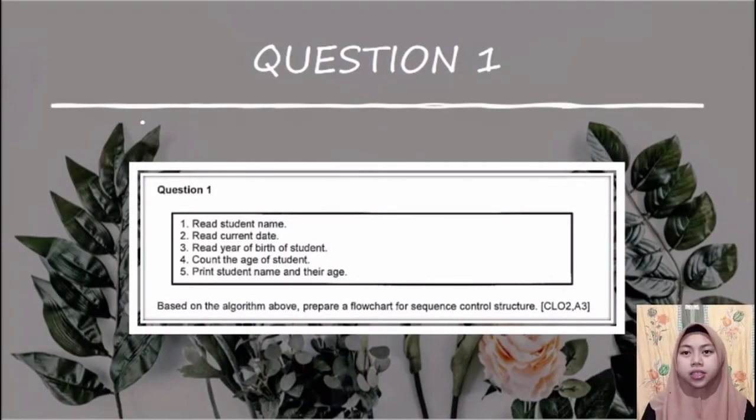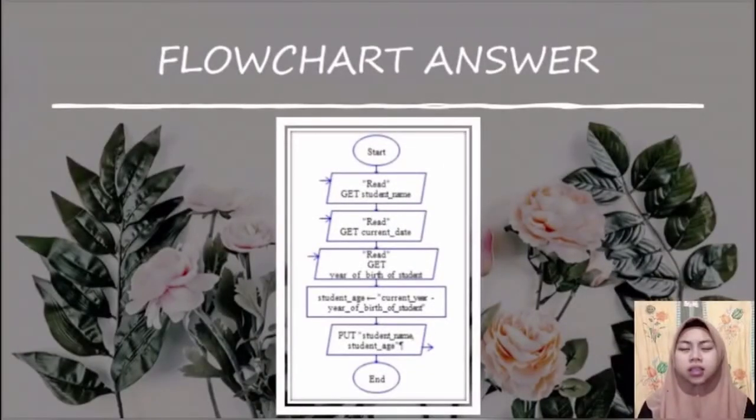For answer question 1 in PBE 2, we have prepared a flowchart from the algorithm given. So, the flowchart begins with start, then the first input is student name, second input is current date, third input is year of birth of student. Then process to calculate the student age using formula current year minus year of birth of student. And the output is student name and student age. The flowchart closes with end.